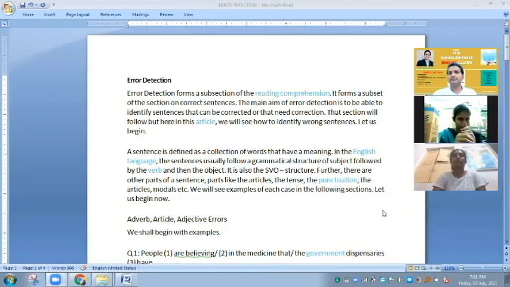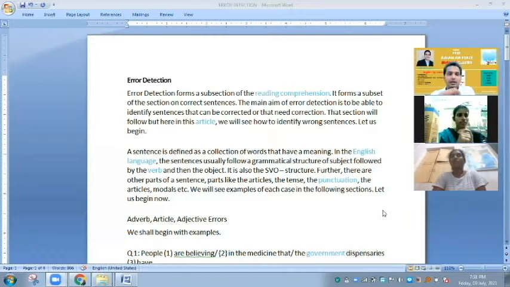In the English language, sentences usually follow the grammatical structure of subject followed by the verb. This is very important. She is a doctor. She is the subject. Is is the verb. A doctor, doctor is a noun, it's the object here. It is also the subject, verb, object structure. We know it very well.